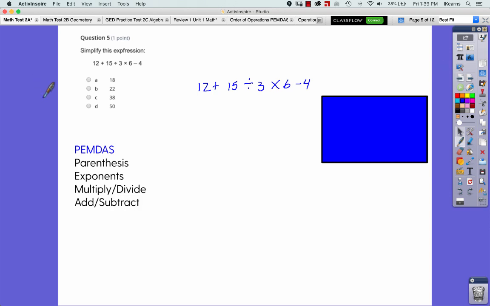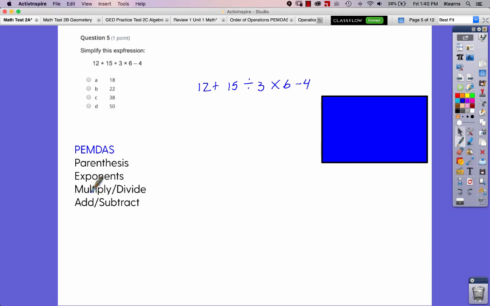Alright, question 5. Simplify this expression. So we have 12 plus 15 divided by 3 times 6 minus 4. So if your answer choices, we are going to come up with an answer here, so we are going to have to solve this. Here's PEMDAS. PEMDAS is the acronym that you use that gives you the order of operations. So we have to do parentheses first, then exponents. There are no parentheses here.